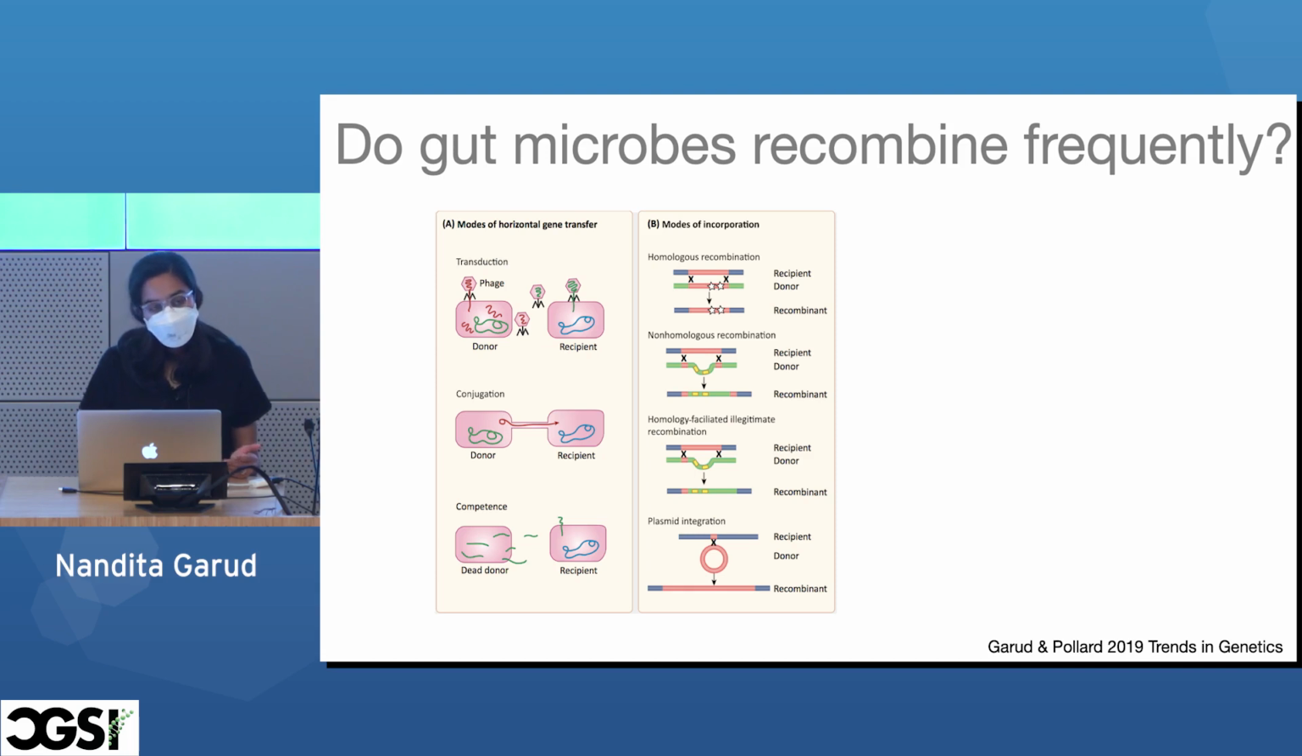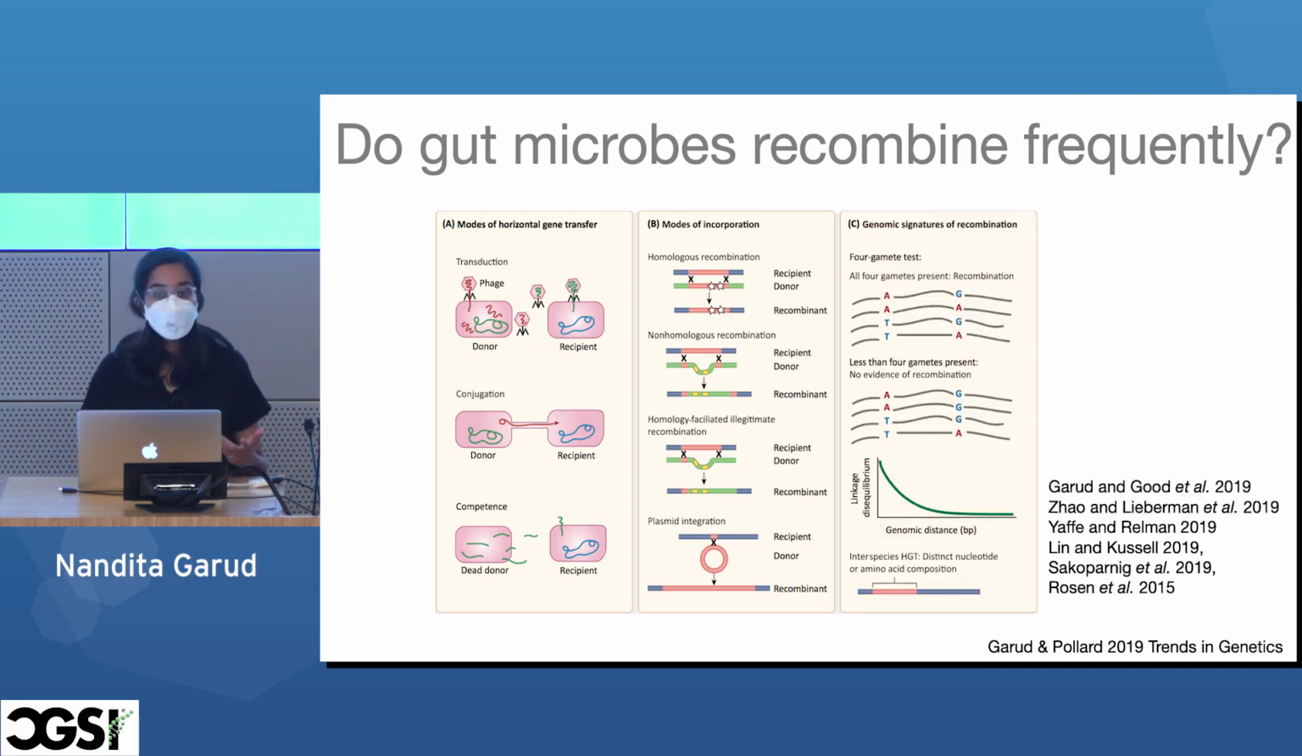And then the last thing is, well, okay, this is all happening, but how do we detect all of this? Well, we could use tools like the 4-gamete test, which basically, if you see at 2 given sites, all 4 gametes present, it violates a simple tree or clonal process generating this pattern, and instead you have to invoke recombination potentially. If you see less than 4 gametes, then there's no evidence for recombination.